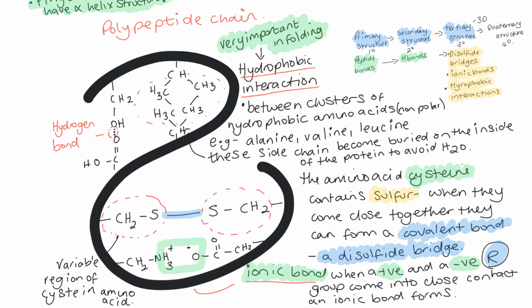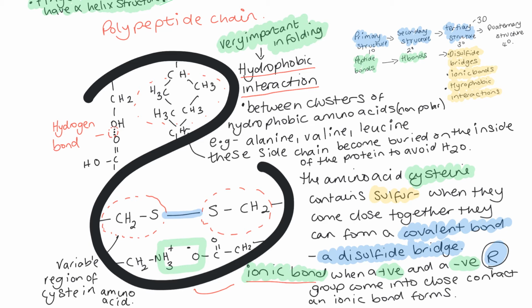In addition, if you have two cysteine amino acids close to each other, the sulfur atom in their R group, in their variable region, will form a disulfide bridge. Disulfide bridges are an example of a covalent bond. These are actually the weakest bonds in the tertiary structure of an amino acid, even though they're still actually quite strong. But the disulfide bridges are usually the weakest link in any tertiary structure.